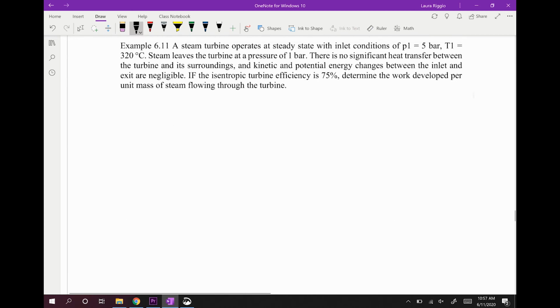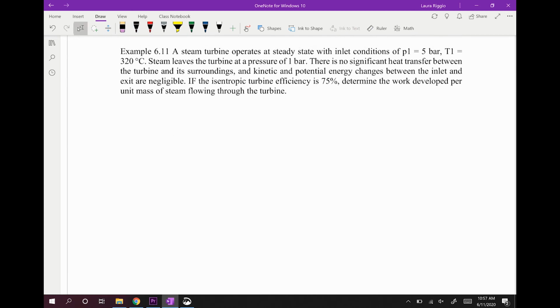And so we're going to do two examples. We have steam entering a turbine at steady state with the conditions of P1 equals 5 bar, T1 equals 320 degrees Celsius. Steam leaves the turbine at a pressure of 1 bar. We have no significant heat transfer between the turbine and its surroundings. Kinetic and potential energy changes are negligible. If our isentropic efficiency is 75%, we want to determine the work developed per unit mass flowing through the system.